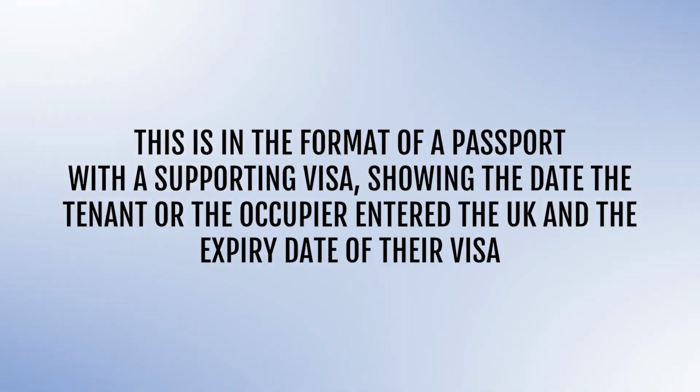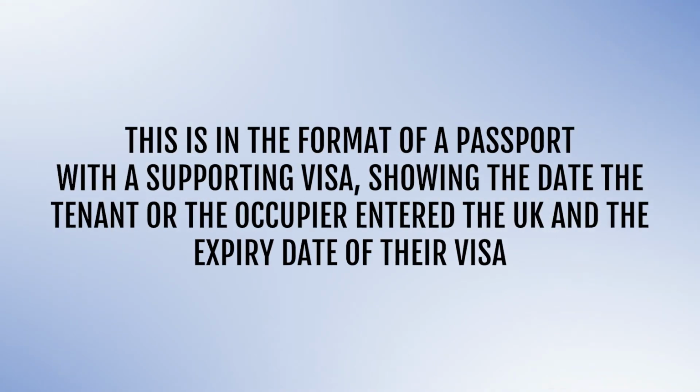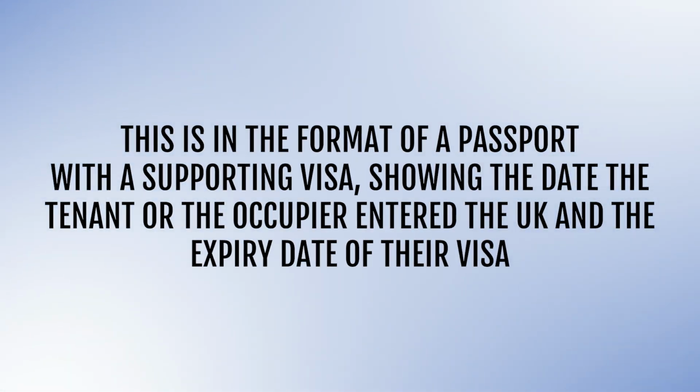If your tenant or the occupier is from outside of the EU or the UK, then other documentation will be required to verify their right to reside. This is normally in the format of a passport with a supporting visa, showing the entry date that the tenant or the occupier entered the UK and the expiry date as to which their visa will expire. It is important to note that anybody, tenant or occupier, that has a limited time to remain. What do I mean by that? I mean a visa with an expiry date or a specific time frame that they are allowed to reside in the UK, then you will have to conduct a follow-up check.